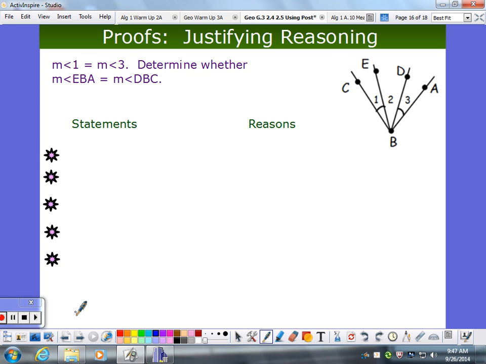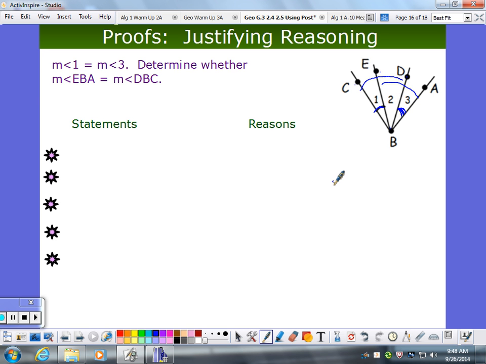Let's try another one. Maybe we'll do this one a little bit better. Okay, this one, bottom of page 3. So these are my givens here. Measure of angle 1 equals measure of angle 3. Now they marked my diagram. I'm one of these people, I kind of have to mark it myself, it makes it in my brain a little better. Determine whether the measure of angle EBA, that's this piece, is the same as DBC.